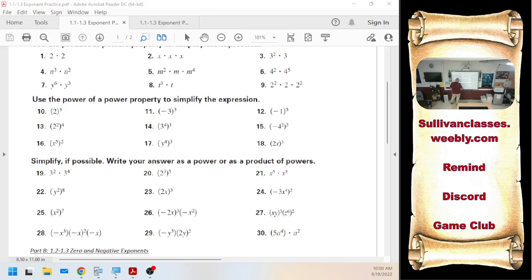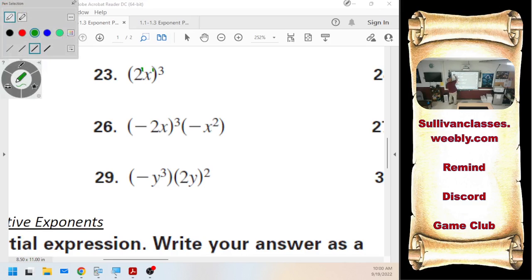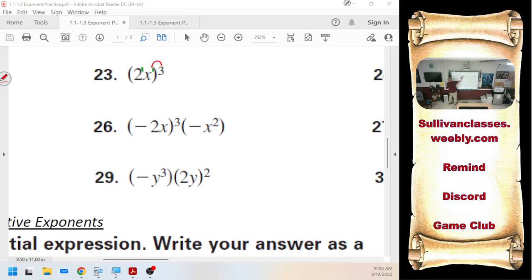Okay. So 23, 29. 23, who is that 3 touching? Body. Remember, there's little invisible exponents right here and here. You get a 3, and you get a 3. And what do I do with an exponent to an exponent? Multiply. So that's 2 to the 1 times 3. That's x to the 1 times 3. Well, 2 to the 3rd, x to the 3rd, I can't just stop there.